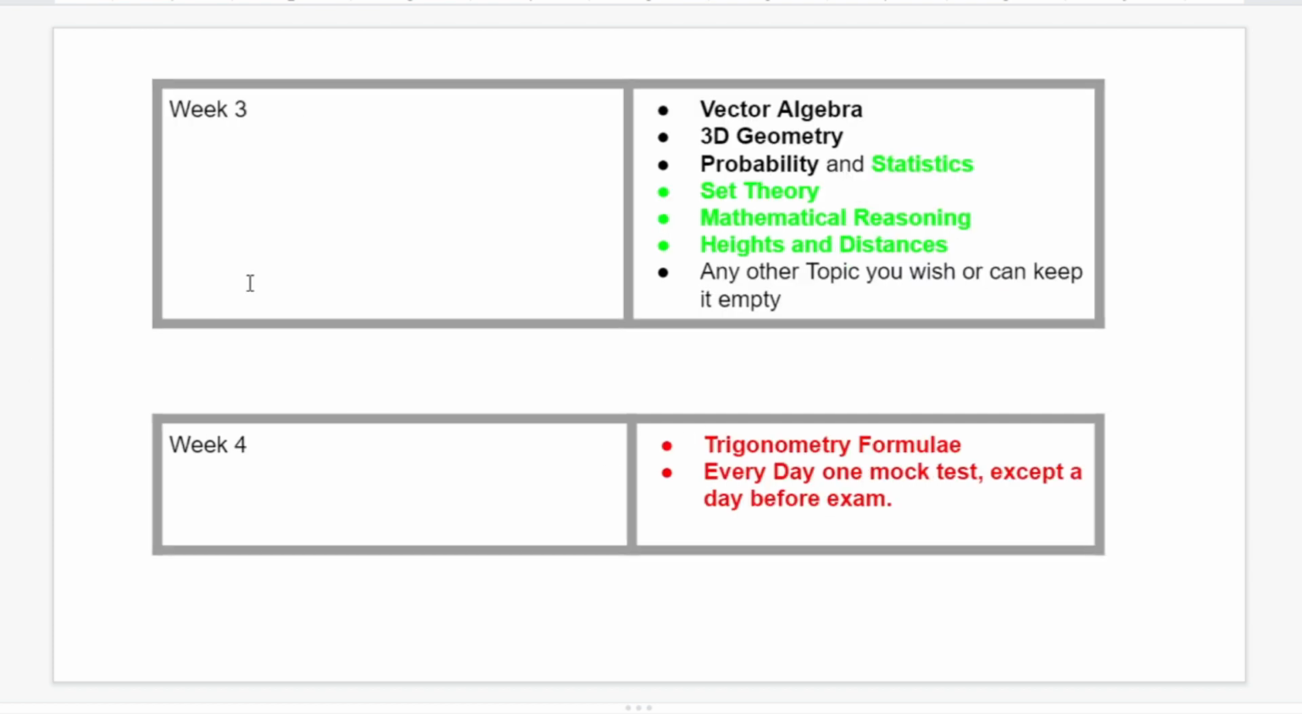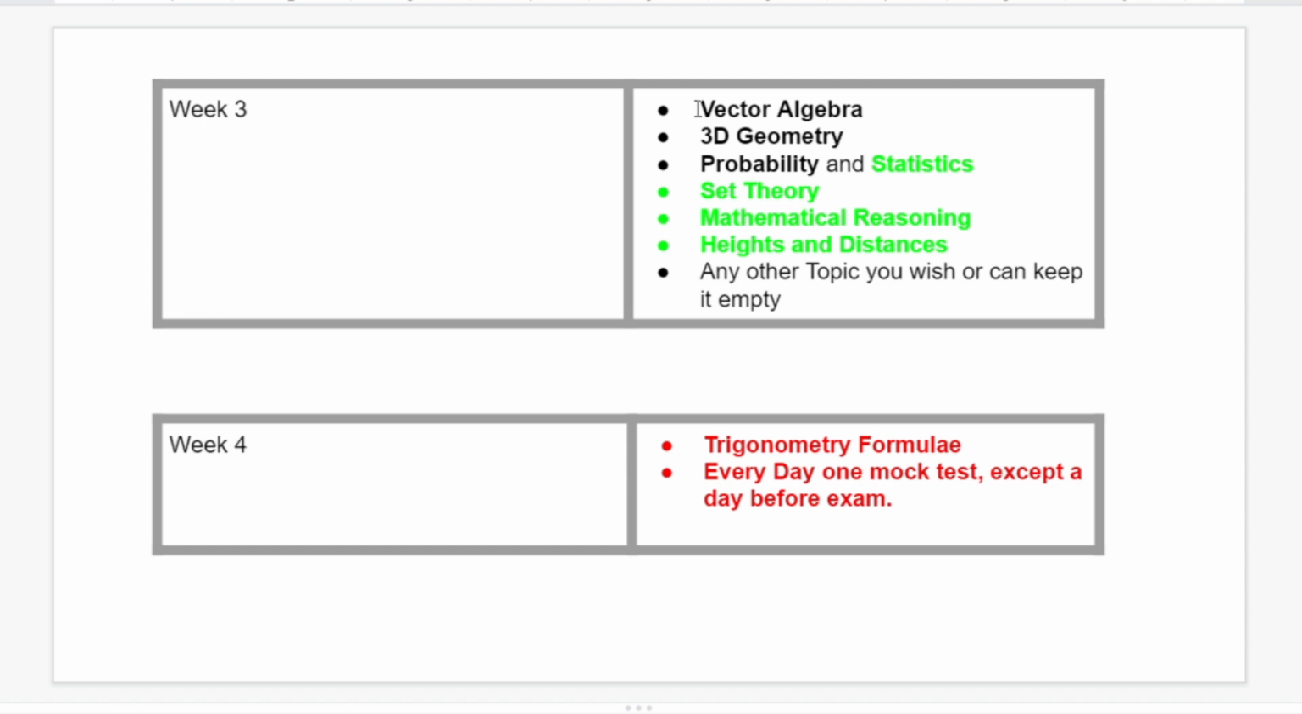Coming to the third week, where we see vectors and 3D. I kept vectors and 3D here because they usually come last in our CBSE syllabus, and also they can be done after we do coordinate geometry, because vectors and 3D become an extension of 2D, and 3D is much better understood after understanding 2D. After that we have probability.